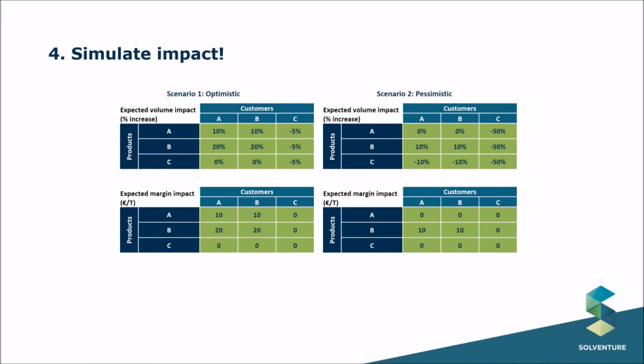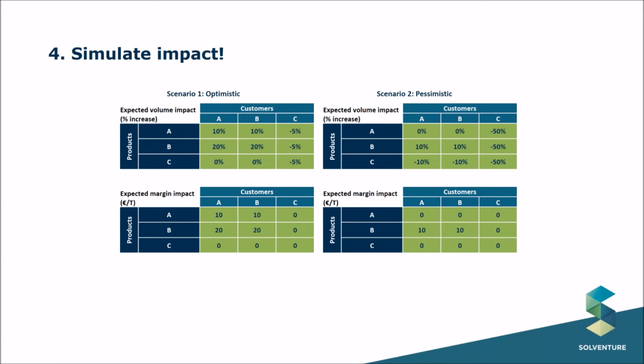Step 4 is simulate the impact. If you decide to remove or to add services to a certain group of customers, you have to measure and simulate the impact of that service. Yes, of course, you will need to be prepared to lose some of the C customers, but you will need to be able to run scenarios and simulations.